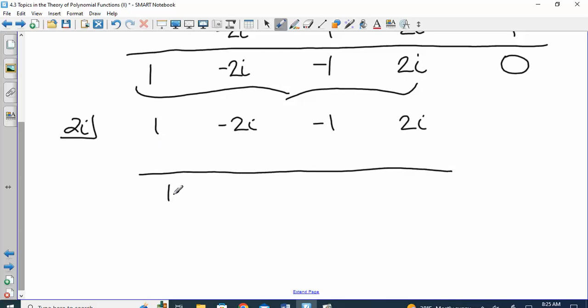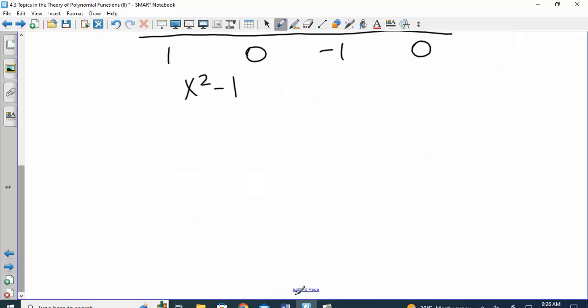So 1 comes down. 1 times 2i, negative 2i plus 2i, 0 times 2i. Negative 1 plus 0, negative 1. 2i times negative 1, negative 2i. It's so nice. So that's my remainder, my constant. So I have x squared minus 1, a difference of squares, that factors into x plus 1, x minus 1.